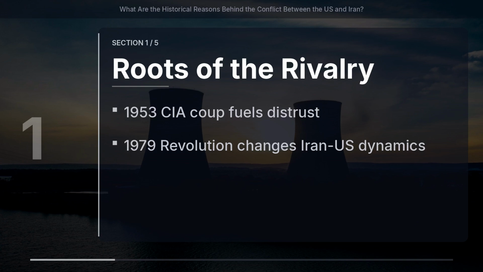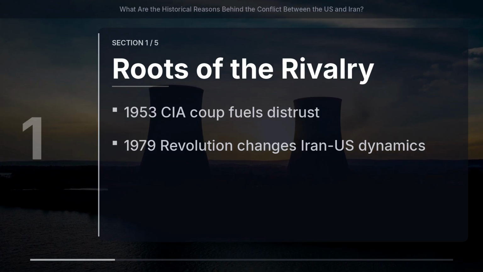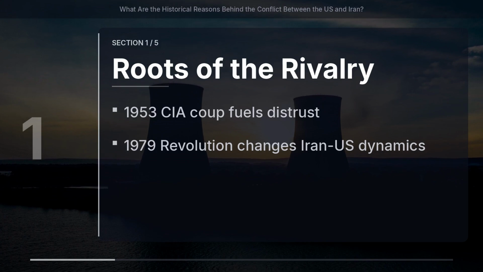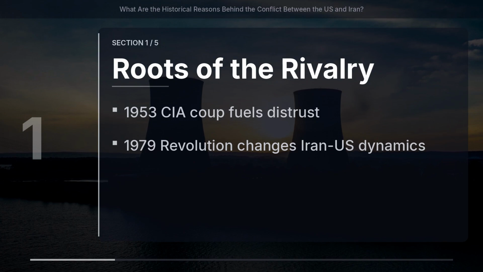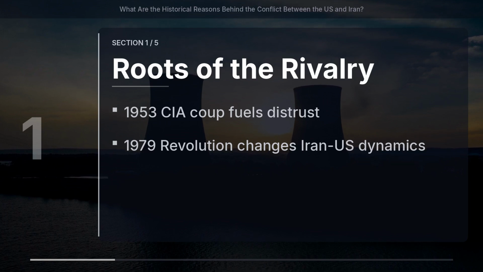The conflict dates back to 1953, when the CIA orchestrated a coup to remove Iran's democratically elected Prime Minister Mohammad Mossadegh. This intervention installed the Shah, a U.S.-backed monarch, which sparked deep resentment among Iranians against American interference. This resentment laid the groundwork for decades of hostility, culminating in the 1979 Iranian Revolution that overthrew the Shah and led to the establishment of the Islamic Republic, which views the U.S.